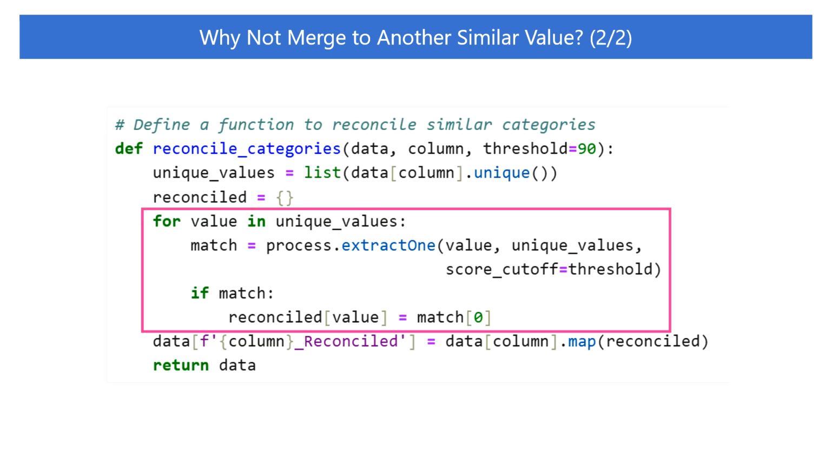When process.extractOne identifies a match, the first occurrence in unique_values with the highest similarity score becomes the de facto winner. Since widget large A appears first in the unique_values list, it naturally becomes the default value to which other similar entries are merged.